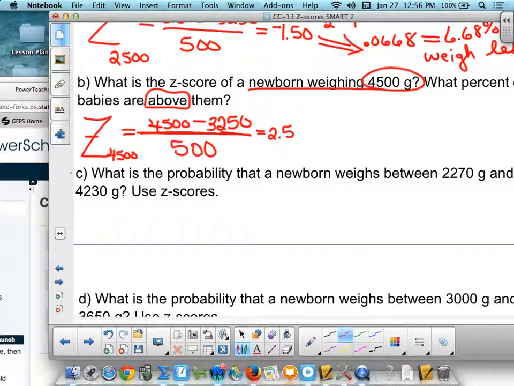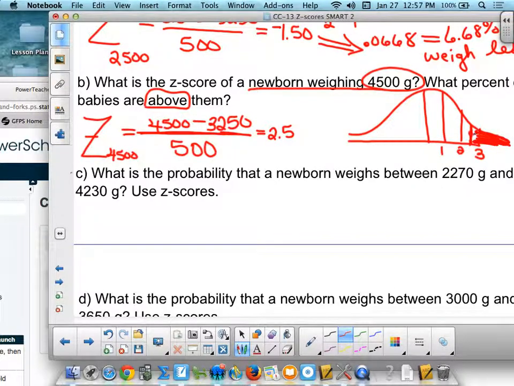Agree. I got an agree. Everybody? Thumbs up? Good. Here's the deal. Look, here's your little chart again. Here's the average. Here's 1 standard deviation. Here's 2 standard deviations. Here's 3. We're at what? 2.5. We want to know what weighs above. So we're looking for this percent right here.